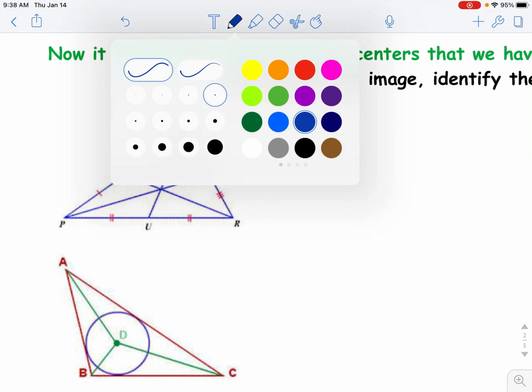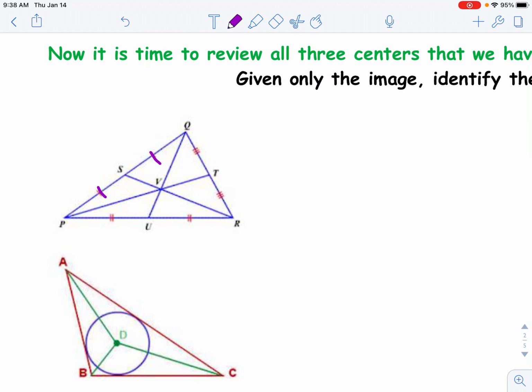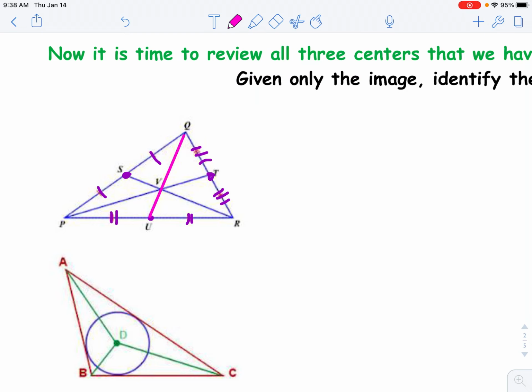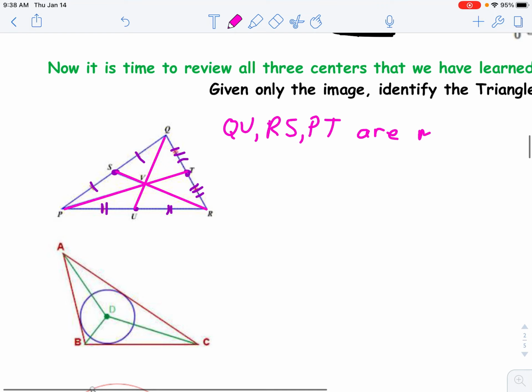All right, so looking at this one right here, notice how S is a midpoint, U is a midpoint, and T is a midpoint. So notice how we got a bunch of midpoints, and not only that, but the midpoint connects to the opposite angle. So that means Q, U, that's a U, let me redraw that weird looking U. Q, U, R, S, and P, T are medians. All right.